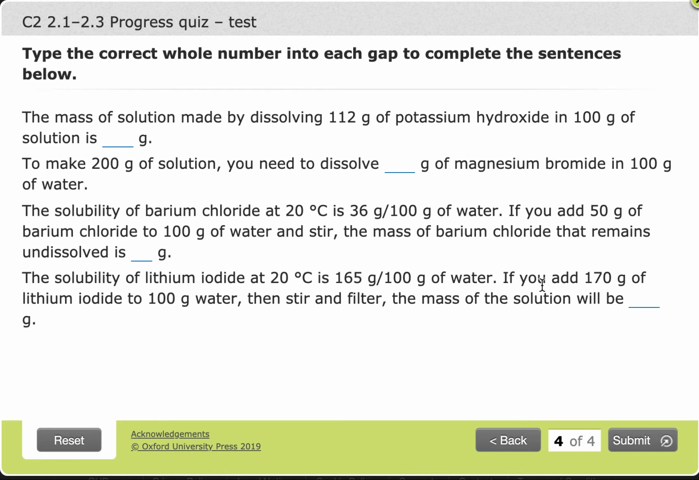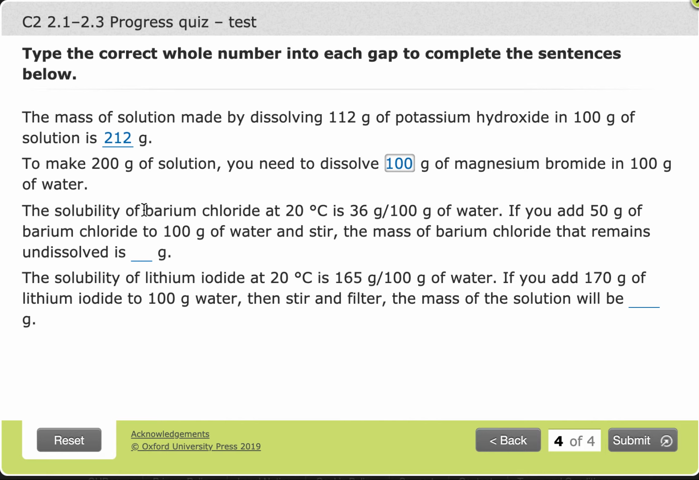Here's our last ones. We want to do some numbers. We could use the calculator for this if you like. The mass of solution made by dissolving 112 grams of potassium hydroxide in 100 grams of water. Well, all we're doing there is simply adding the two things together. Mass is conserved, and so therefore we will have 212 grams at the end of it. Sorry. If we want to make 200 grams of a solution, and we've already got 100 grams of water, then we will have to put 100 grams of magnesium bromide in there.